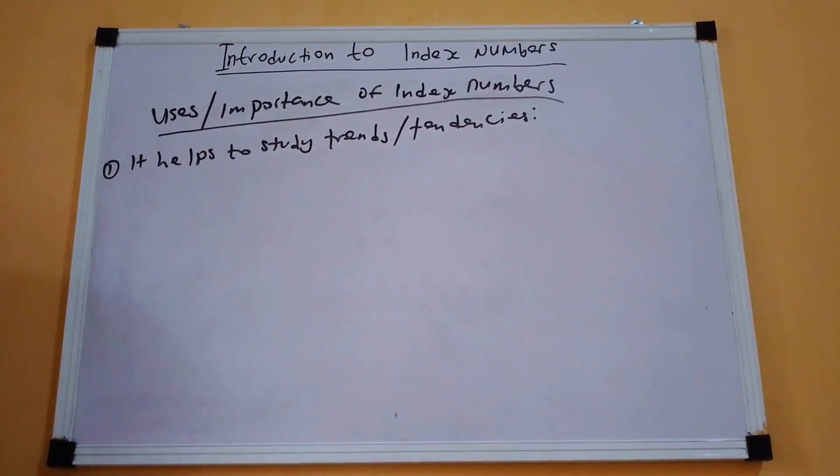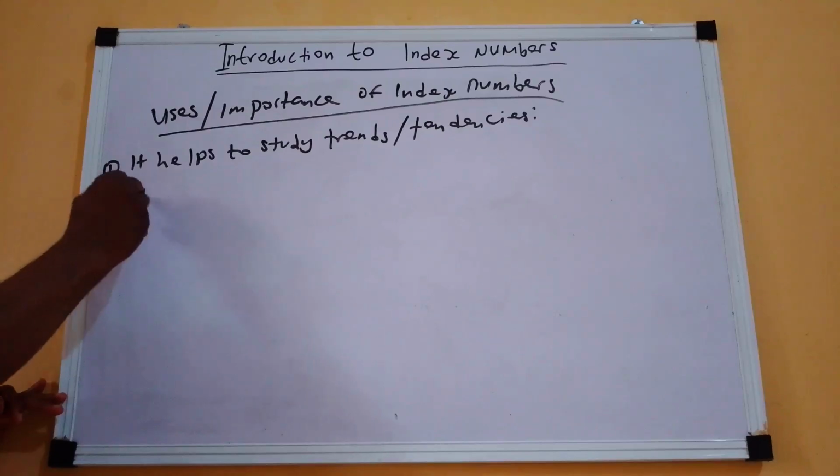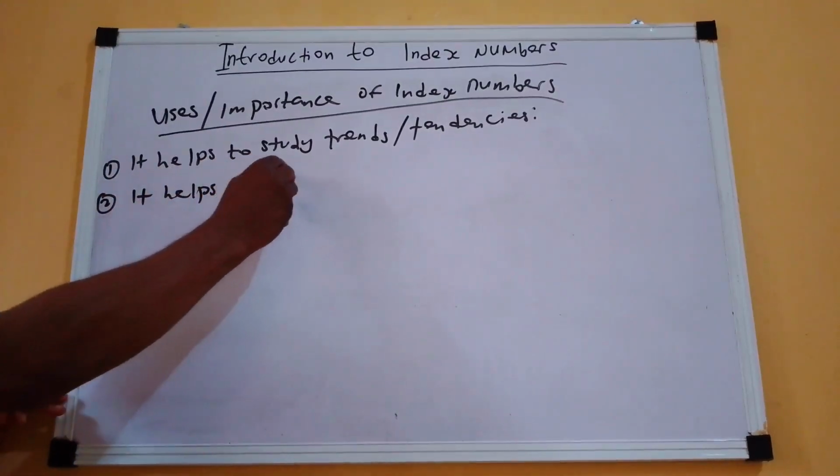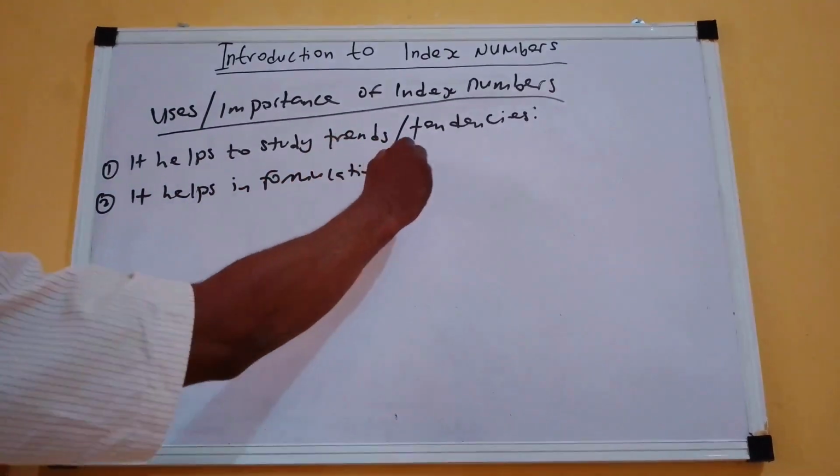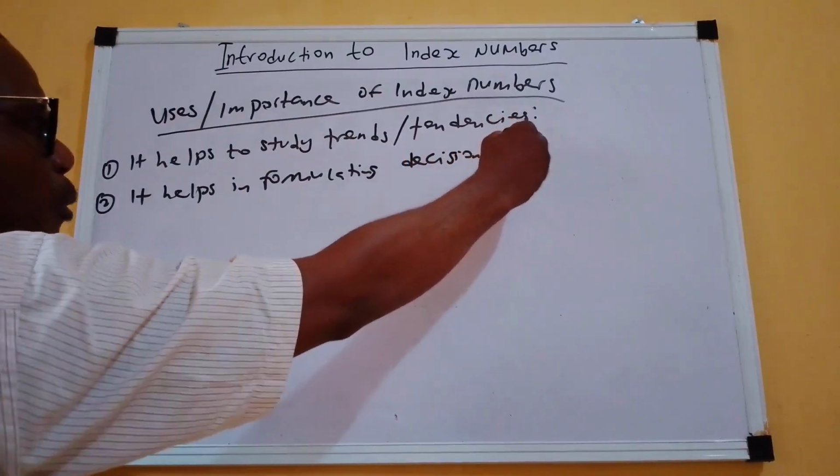Trend can be an increasing pattern, a decreasing pattern, or a fluctuating pattern. What we mean by fluctuating is that the price may rise in a particular year and drop again the next year, drop again the other year, and go up again the third year. So there are reasons for fluctuations. So number one use of index numbers is that it helps to study trends and tendencies. Number two, it helps in formulating decisions stroke policies.